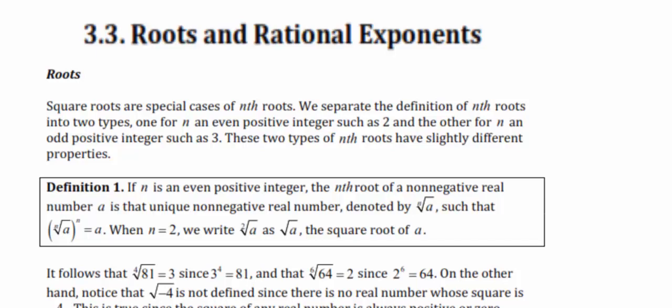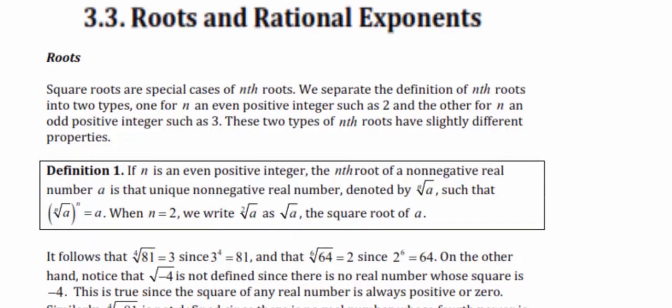So our first definition there says if n is an even positive integer, the nth root of a non-negative real number a is that unique non-negative real number denoted by the nth root of a, such that the nth root of a raised to the n power equals a. So when n equals 2, we write the square root of a as just the square root, so we don't have to put the 2 there. So if you don't see a number, that means we're taking the square root. And that's something that you guys have all worked with already.